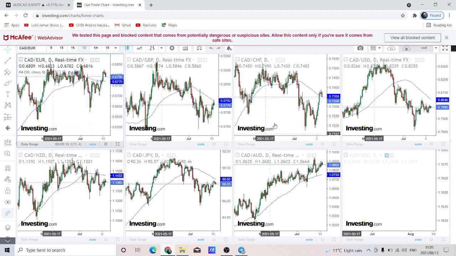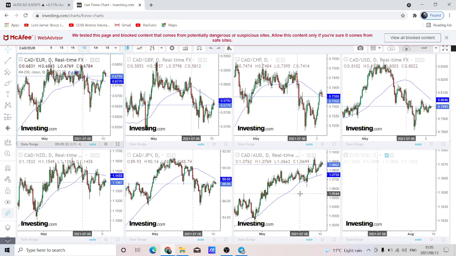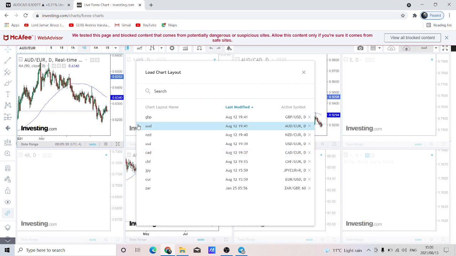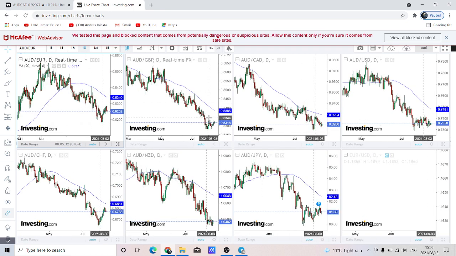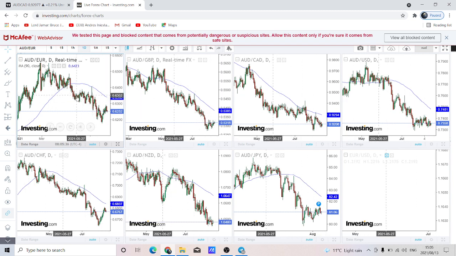So this is where I look at the sentiment of the market. How many buyers, how many sellers in a particular currency. Okay, so let's start by looking at the AUD. Let's start by looking at the AUD, and then on the AUD, I saw that the market is bearish across the board.